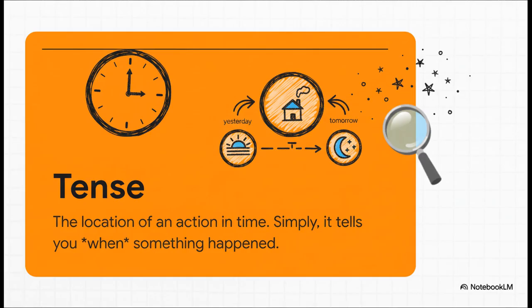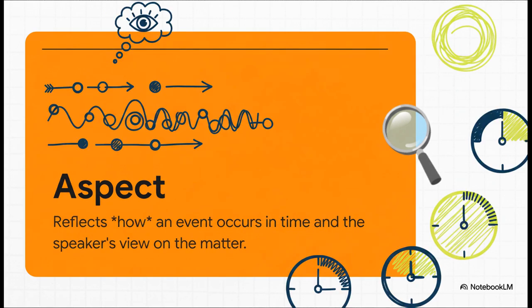It's super simple. Tense just pins an action to a spot on the timeline. Did it happen in the past? Is it happening now? Or will it happen in the future? That's it. But then you've got something called aspect, which is a little more subtle, but wow, is it powerful. Aspect isn't about when something happens, it's all about how it happens. You know, was it a single, completed thing, or was it something that was ongoing?